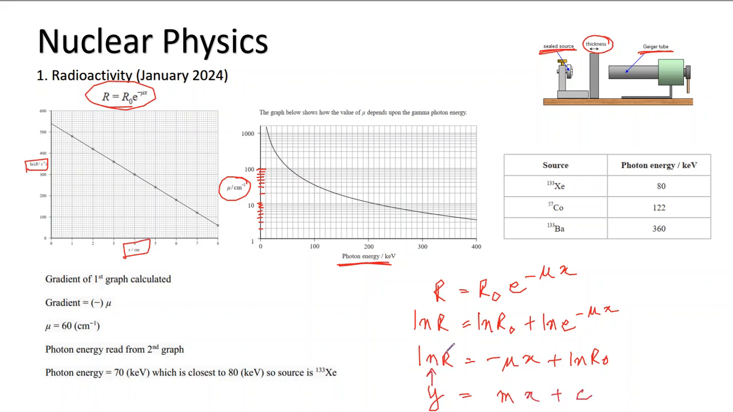You have ln R in the y-axis, x in the x-axis, so the gradient of this graph will give you minus mu over here. Gradient of the graph will give you minus mu, and you look up the value of mu over here. So this corresponds to 70. So mu is 60, right? So 10, 20, 30, 40, 50, 60, somewhere over here, and this is the value approximately.